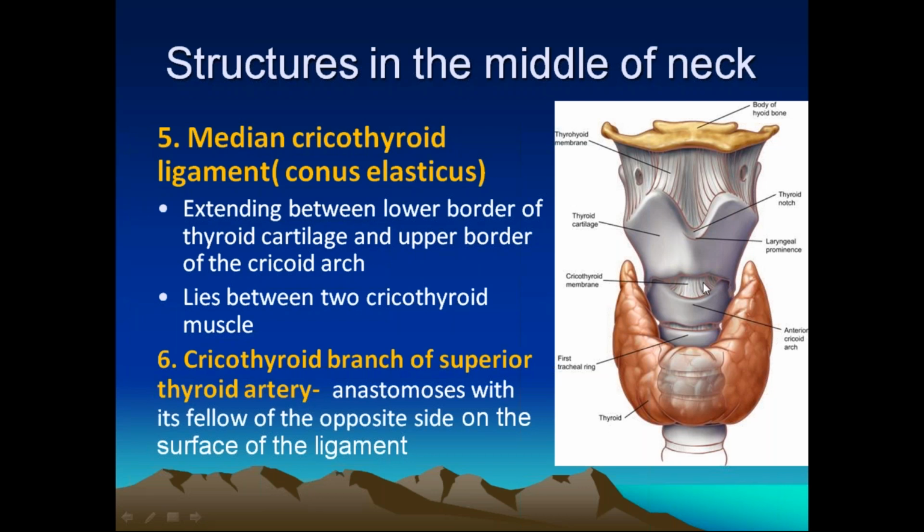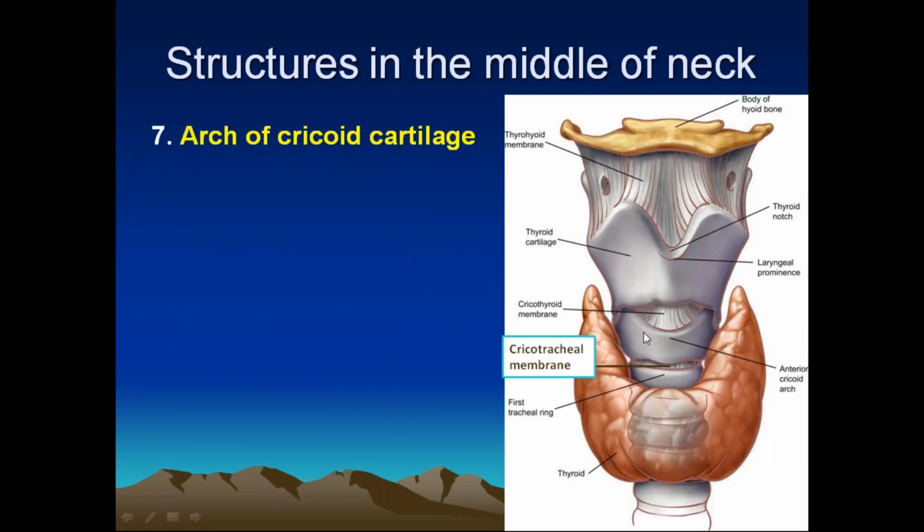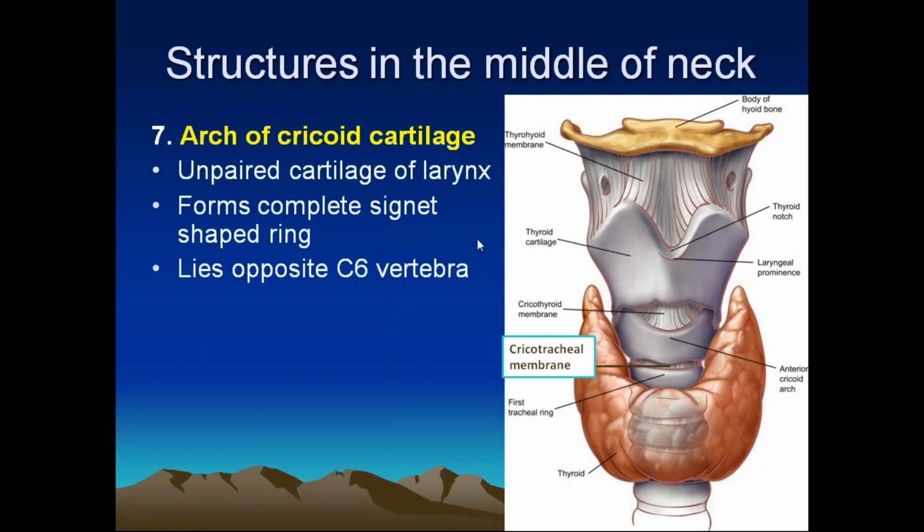Okay. So next, the seventh structure will be the arch of the cricoid cartilage. This is the arch of the cricoid cartilage. As I already said, it is a signet-shaped ring, an unpaired cartilage of the larynx. It lies opposite the C6 vertebra. The larynx extends up to the lower border of the cricoid cartilage. After that, the trachea starts.